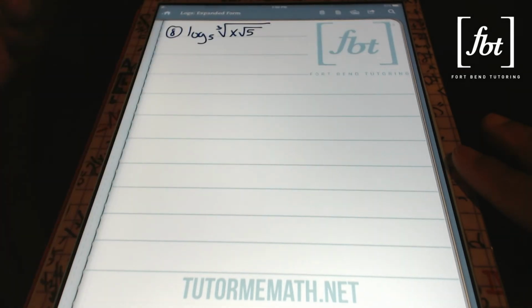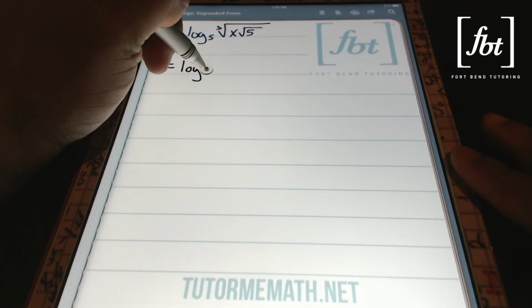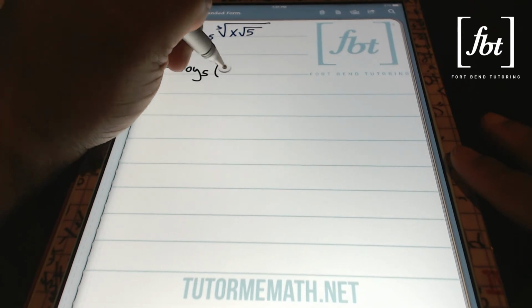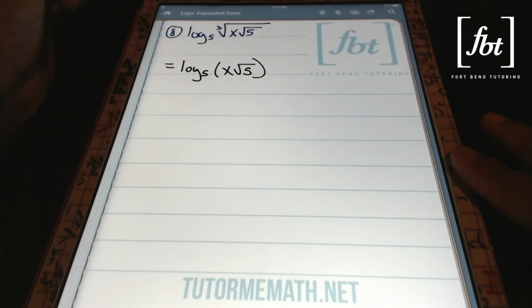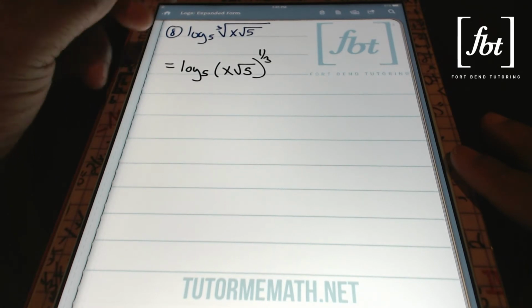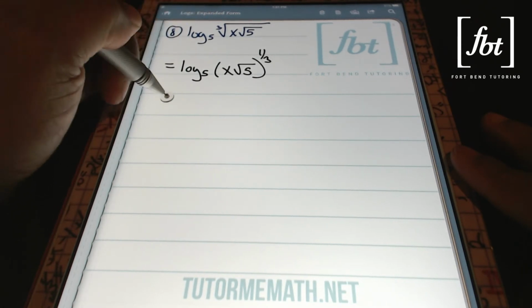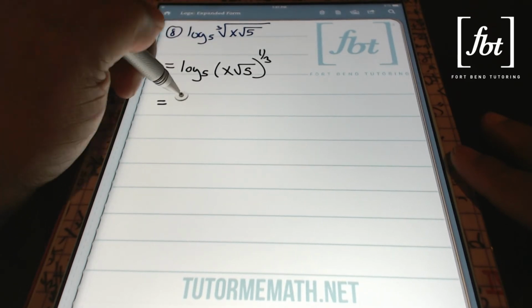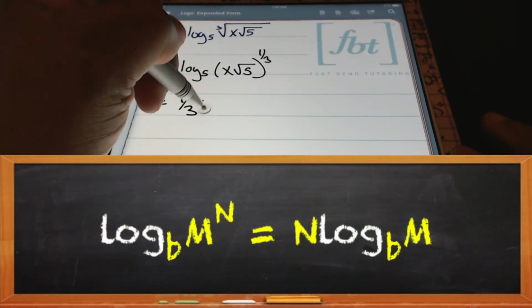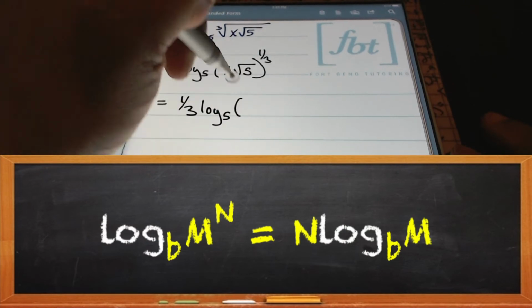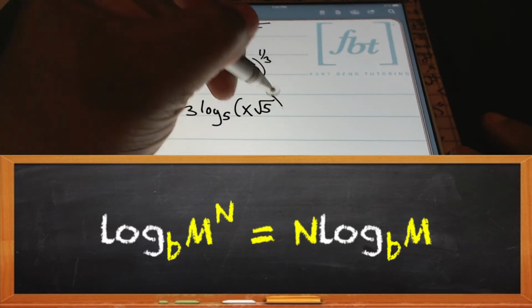In problem number 8, we have the log base 5 of the cube root of x times the square root of 5. Yeah, that's what we have. And so we're going to start out by rewriting the initial expression with parentheses here and exponential notation. We'll say that we have that radicand, x times the square root of 5, raised to the 1/3 power. That's going to be our first step. All right, in expanding our expression, from here, we can bring down this 1/3 exponent as a coefficient to say that we have 1/3 times log base 5 of x times the square root of 5.